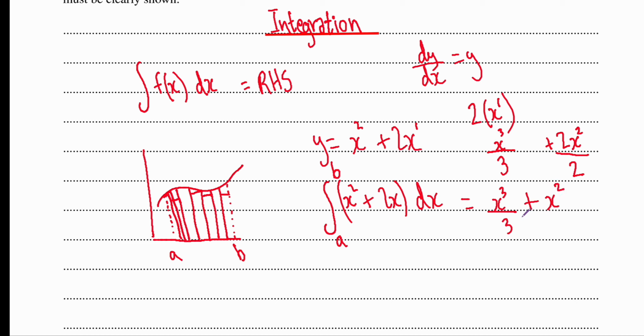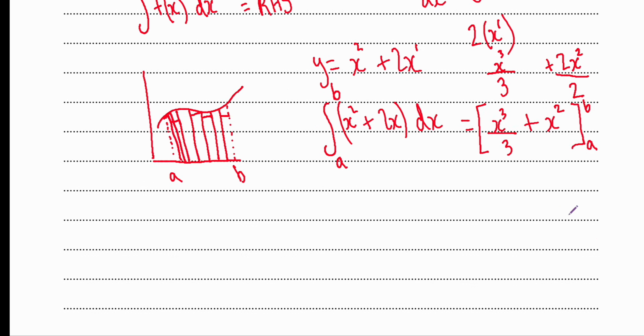And you can see if you differentiate this with respect to x, you would end up getting 3x squared divided by 3, which is x squared, plus 2x, which is what we need. So that's the integral. And then this is between a and b. So what we do is we make big square brackets, and then we put b on top here and a on the bottom here.